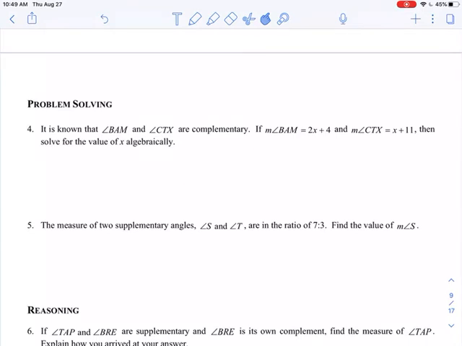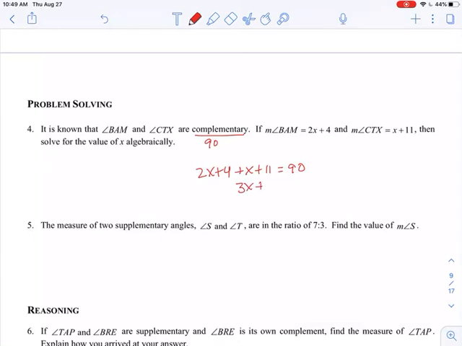All right, so number 4, it's known that BAM and CTX are complementary. Remember, complementary angles mean they equal 90 degrees. BAM is 2x plus 4. CTX is x plus 11. So I know that they are complementary. That means they equal 90.